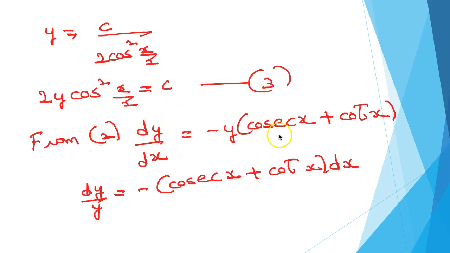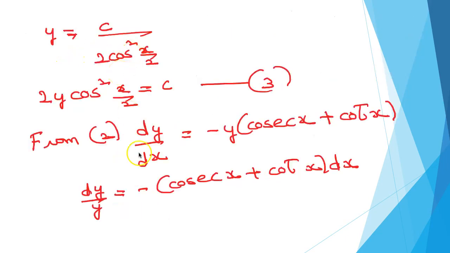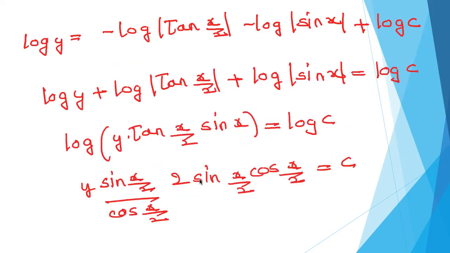dy by dx is minus y into (cosec x plus cot x). Can we do variable separable here? Yes. So we get dy by y equal to (minus cosec x plus cot x) dx. Integrating, you get log y equal to minus integral of cosec x, which is log tan x by 2, plus integral of cot x, which is log sin x, plus log c. So we get log y.